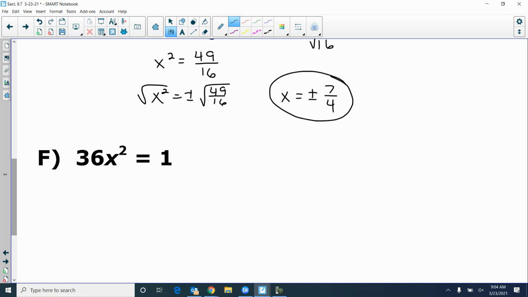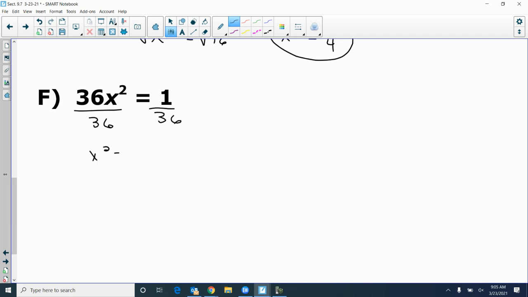All right, 36x squared equals 1. Do I have any x's running around in there? No, get the x squared by itself. The only thing I have to do is divide by what? 36. I get x squared equals 1 over 36. Now, if you hit 1 divided by 36, it's going to give you some decimal. You just stop.